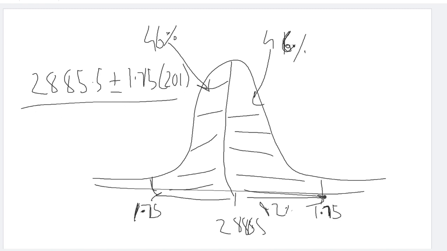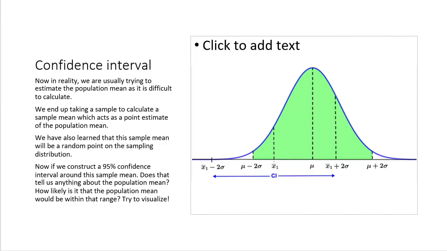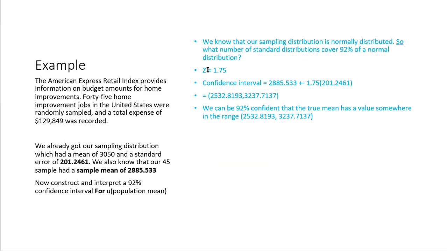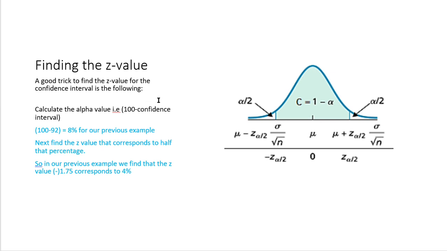And what does this confidence interval range tell us? It tells us that we can be 92% sure that our true mean, our population mean, is hopefully within this range. And go back to the question, right? So we calculate the z-value, we get the confidence interval, we get the range. We can be 92% confident that the true mean has a value somewhere between the range, right? So let's quickly talk about how we can quickly find this, right?